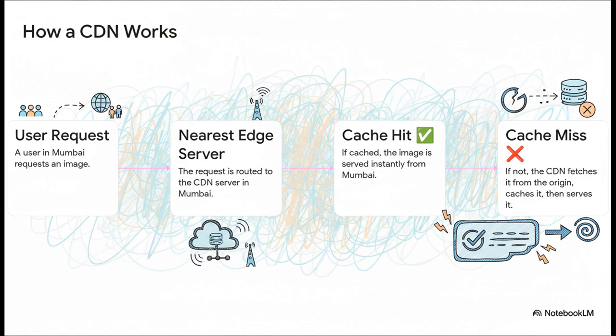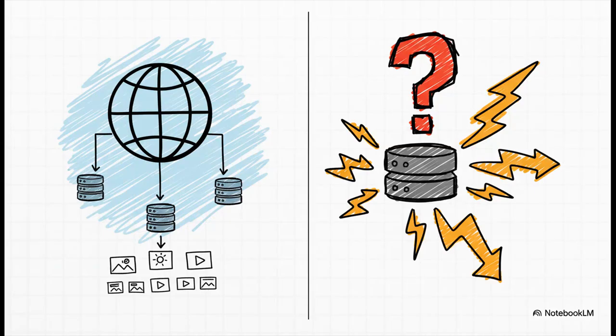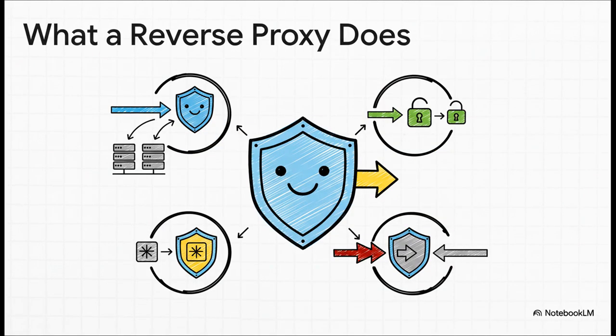If not, the CDN goes and gets it just once, saves a copy locally, and now every other user in that region gets it instantly too. A CDN is absolutely fantastic for static stuff, for things that don't change. But what about, well, everything else? What about all the dynamic API calls that actually power your app's main features? For that, we're going to need another piece of the puzzle. And that's where the reverse proxy comes in.